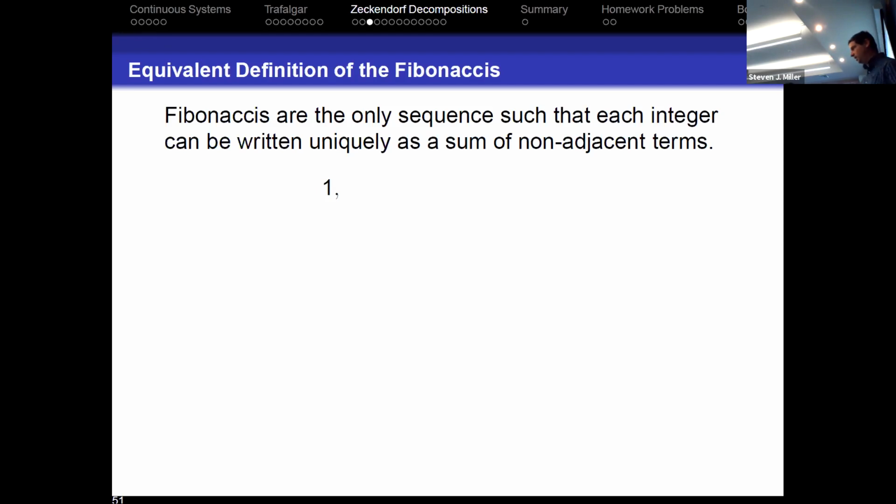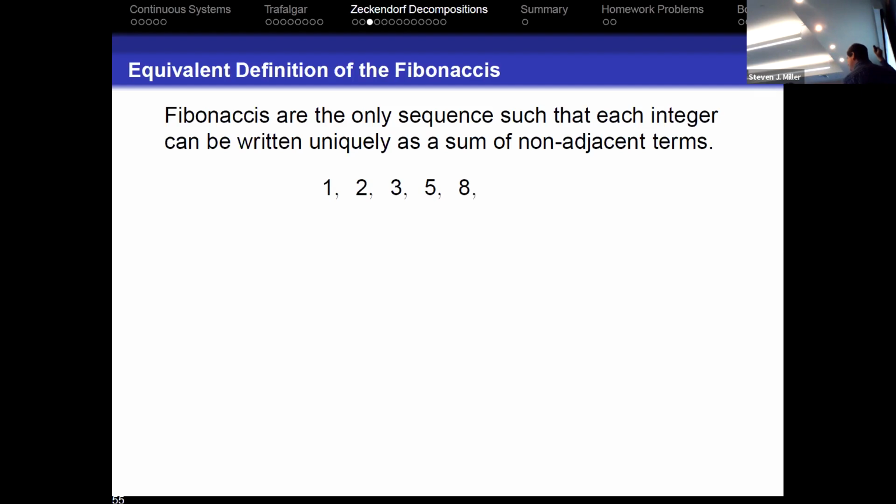So you start off with the number 1. I then have to add the number 2. Can I write 3 as the sum of non-adjacent terms in my sequence? No. So I have to add 3. Can I write 4 as the sum of non-adjacent terms in my sequence? Yes, 3 plus 1. Can I write 5? I have to add 5. Can I write 6? Yes, 5 and 1. Can I write 7? 5 and 2. Can I write 8? No, I have to add 8.